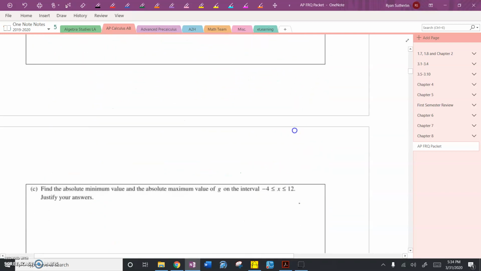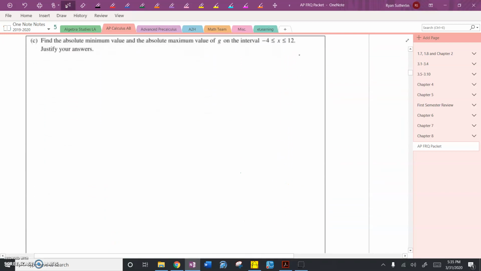Part C. Find the absolute minimum value and absolute maximum value of g on the interval -4 to 12. Justify your answer. So on the previous list of bullet points, it had the first derivative test, it had the candidates test, and this is where that is used, where we determine whether something is an absolute maximum or minimum. The first thing we look for is to test the endpoints, and then we're going to test the critical points. Where does the derivative equal 0 with a sign change? Here, that's going to determine that max or min value.